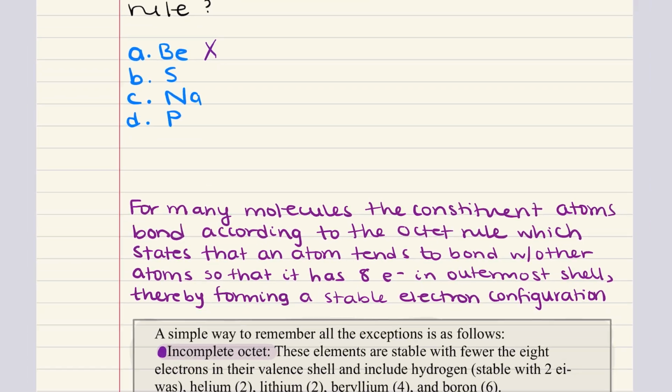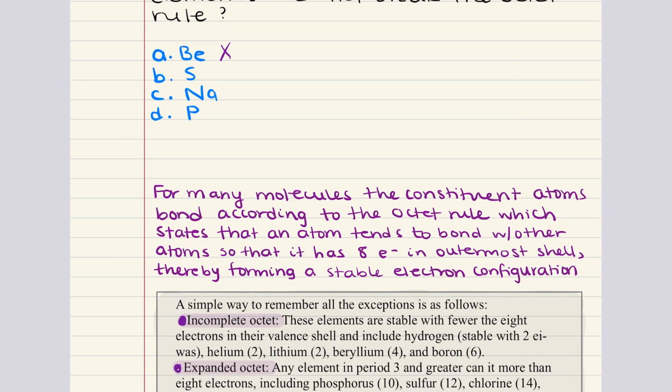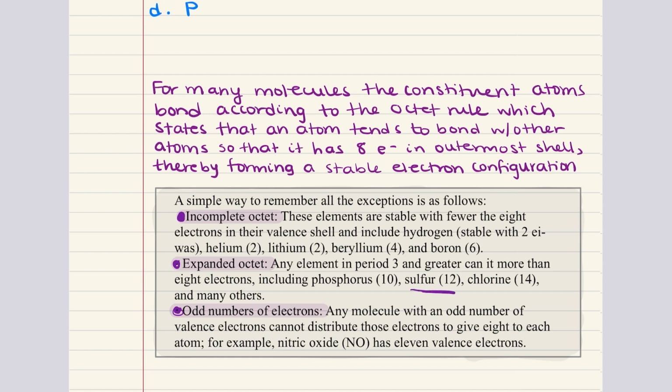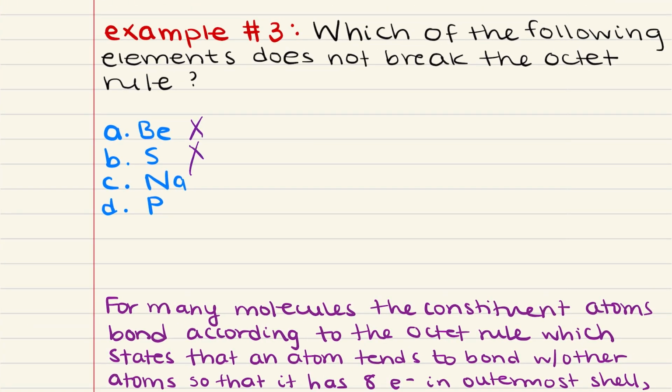Okay, what about sulfur? Sulfur has an atomic number of 16. It's in group 16 of the periodic table, and it has 6 valence electrons. Now, sulfur can follow the octet rule in many compounds, but sulfur can also expand its valence shell to hold more than 8 electrons. Sometimes sulfur can hold up to 12 valence electrons. And so that means while sulfur can follow the octet rule, it can also break the octet rule depending on the compound. So that's also not what we're looking for. We're trying to figure out which element does not break the octet rule.